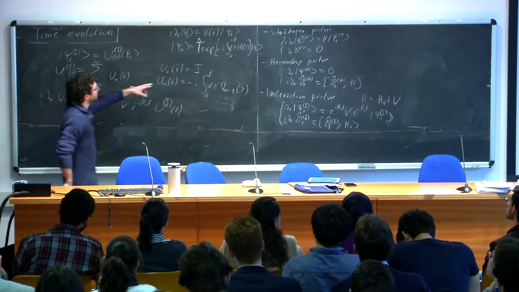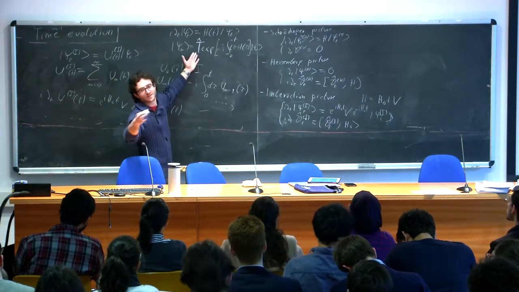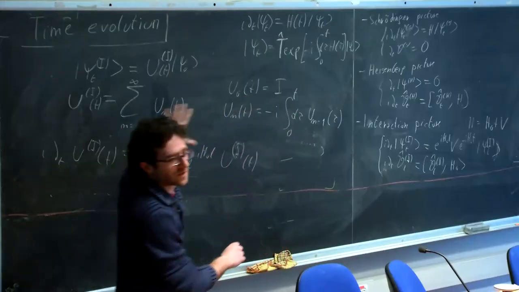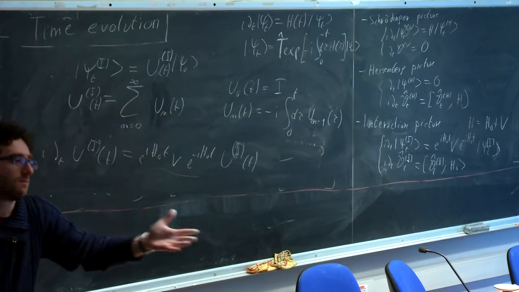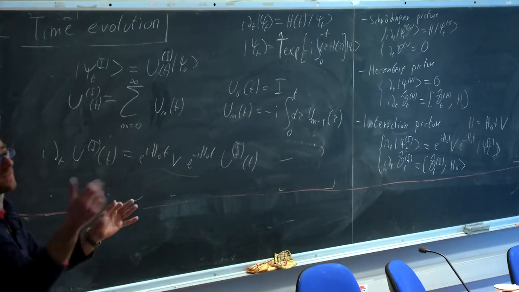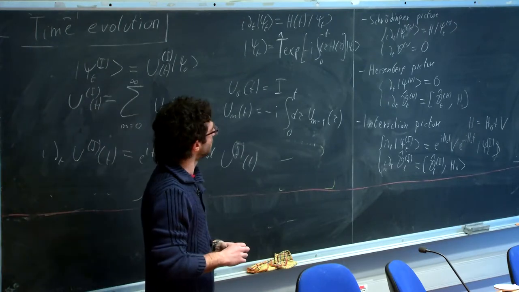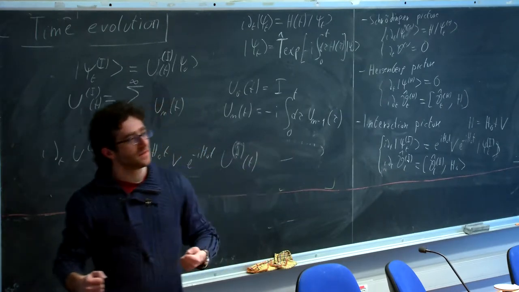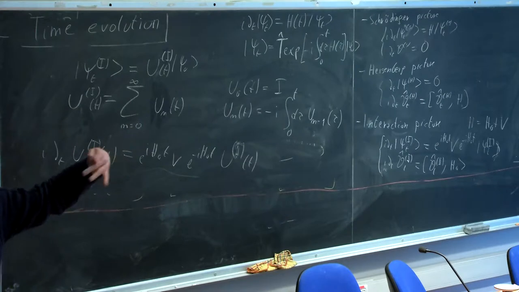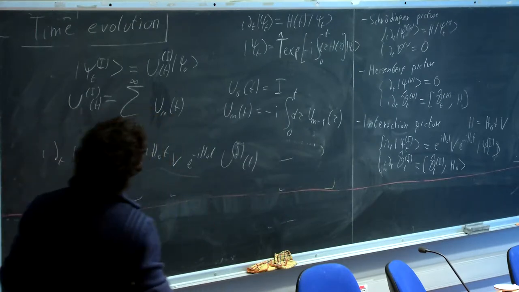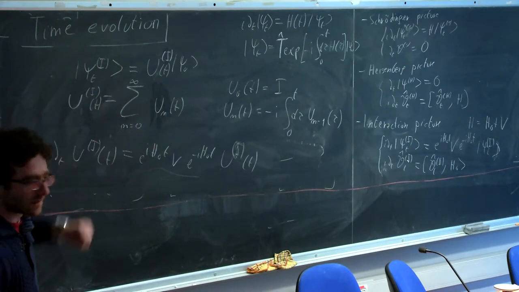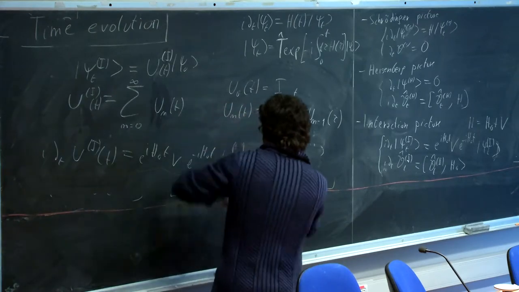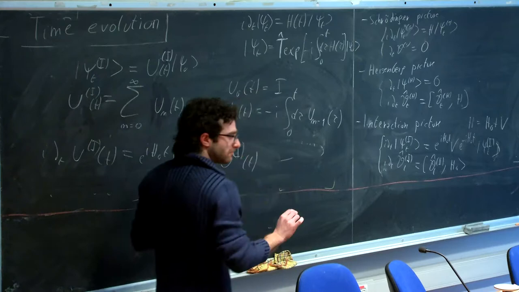Yeah? What's the meaning? I don't want to enter into details now. Let's just consider this just a compact notation to denote what I wrote below, so it's not really important. T is an operator, a super operator, that orders the operators depending on the time, from the larger times to the shorter times. But it's not really important. So this is just U_I, yes. It's the same.